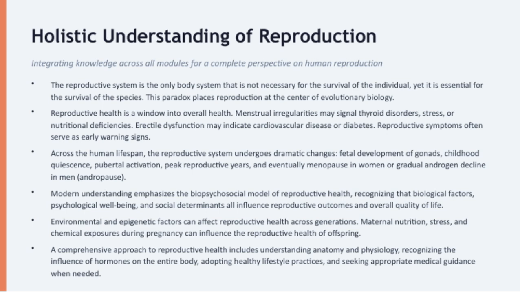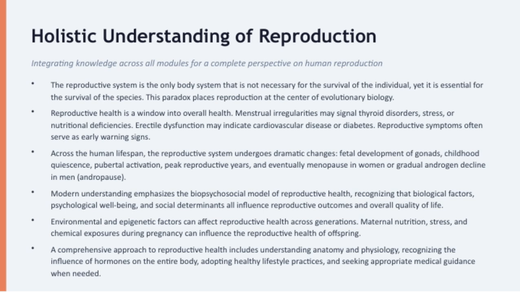Modern reproductive health understanding emphasizes a biopsychosocial approach. That means we recognize biological factors are important, but so are psychological well-being and social influences. All these elements combine to shape reproductive outcomes and ultimately our overall quality of life. Environmental and epigenetic factors can also influence reproductive health across generations. For instance, maternal nutrition, stress levels, and chemical exposures during pregnancy can impact the reproductive health of future offspring. This highlights how interconnected our environment and genetics are in shaping health.